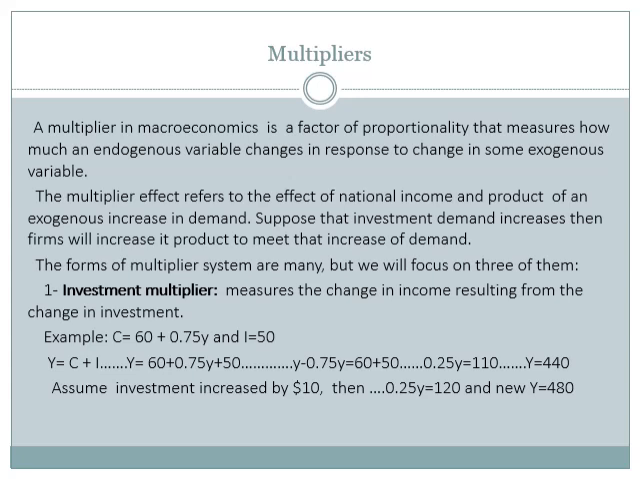The relation should be direct. Suppose that investment demand increases, then firms will increase their product. If investment demand increases, the companies that produce investment goods will increase their production, and consequently demand will increase.